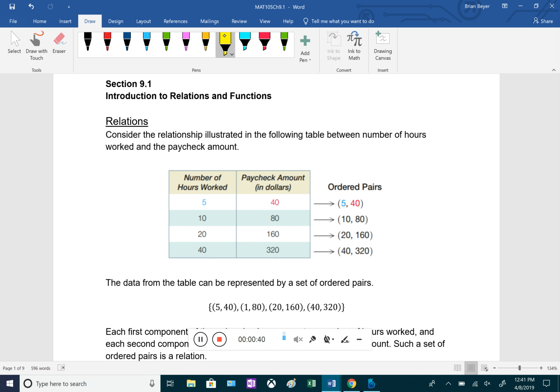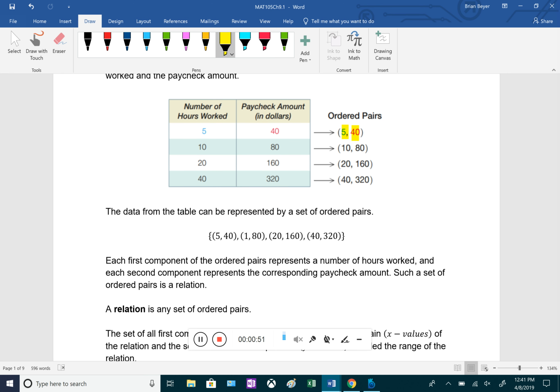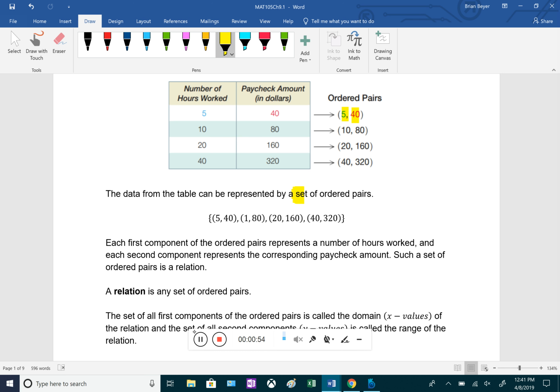We can write this as an ordered pair, where the amount of hours worked is the first coordinate, and the paycheck amount is the second coordinate. Another way that we can write this table out is a set of those ordered pairs. It's a set, so we use the squiggly brackets on the outside to represent a set. We have that first ordered pair, (5, 40). And that second one should say (10, 80). And then we have (20, 160) and (40, 320).